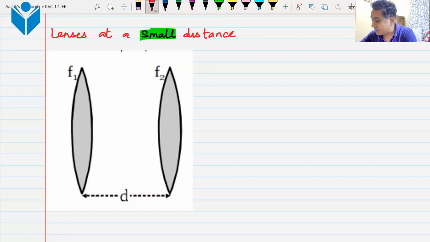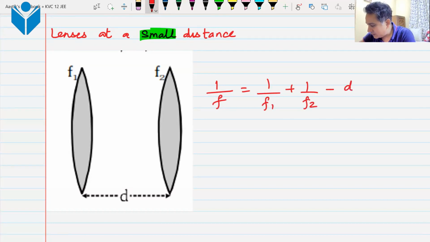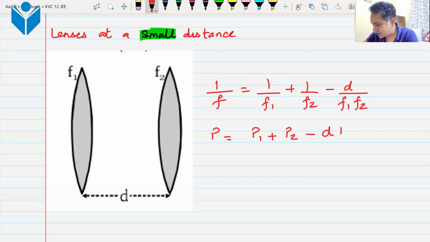In that case, the formula becomes 1 by focal length of the combination will be 1 by f1 plus 1 by f2 minus d by f1 f2. If you want to write in terms of power, you can write it as p1 plus p2 minus d times p1 p2. That will be the formula. Remember, this d has to be very small. If d is not very small, how are you going to find it? We are going to take first refraction from the first lens, then we are going to take the second refraction from the second lens. Don't worry, we will do that question as well. And then you can find out the position of the final image. I'll give you 2 minutes to note this down.